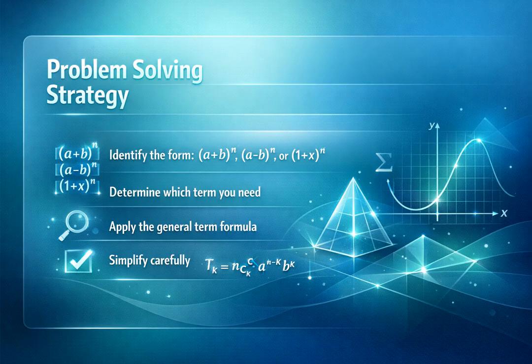Problem-solving strategy. First, identify which form you have: (a+b) to the n, (a minus b) to the n, or (1+x) to the n. Determine which term you need. Apply the general term formula. Simplify carefully, watching for signs and powers.